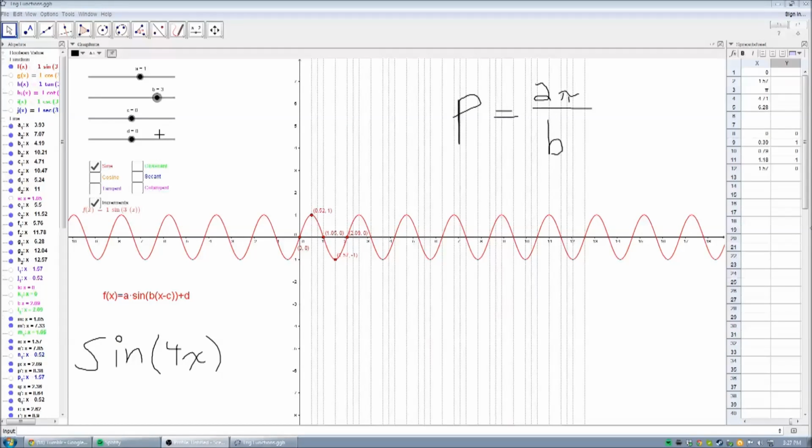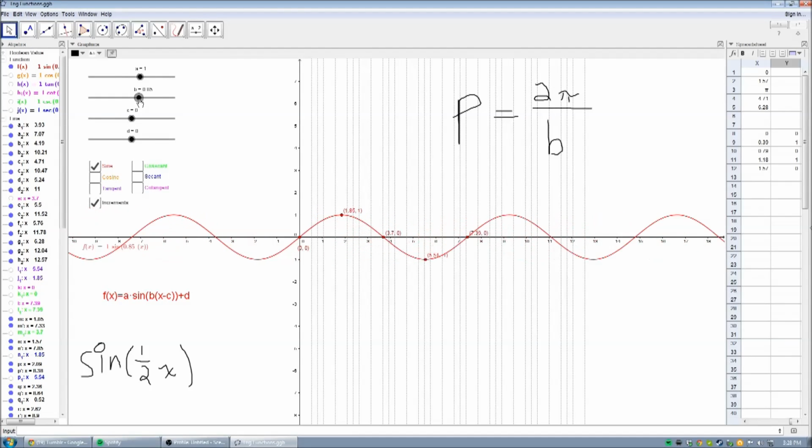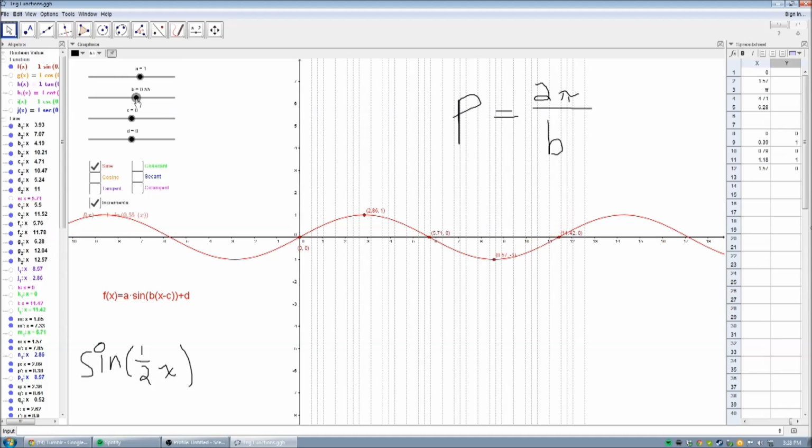If I wanted my b variable to be 1/2, so instead we're looking at the sine of 1/2 x, I would take 2 pi divided by 1/2. So my period should be 4 pi. So I'm changing my b variable to 0.5, which is right there. Well, look at that. My period is now 4 pi.